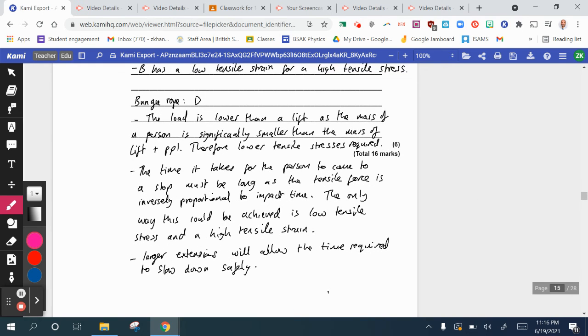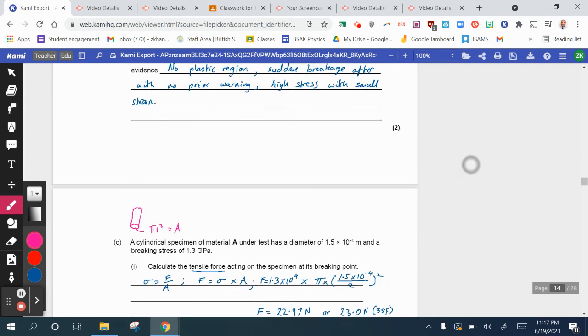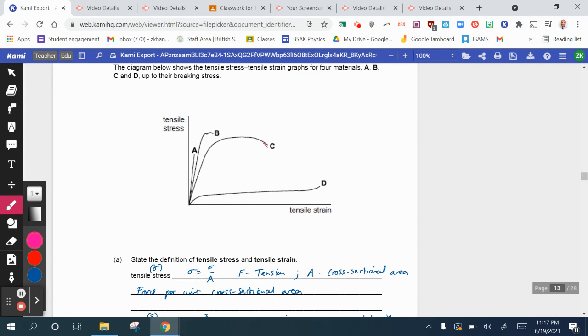The material for the bungee rope that we would choose is D. And the reason is that the load is lower than a lift, as the mass of a person is significantly smaller than the mass of many people and the lift. Therefore, lower stress is required. Compared to a lift, a bungee rope will require less stress under tensile stress. So if we look at the graph, we look at the rope that has the least amount of stress. So D has a low amount of stress.